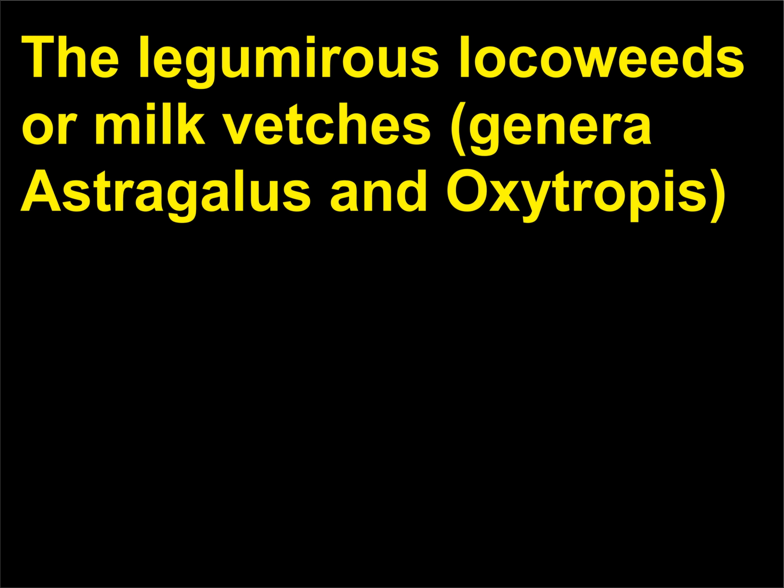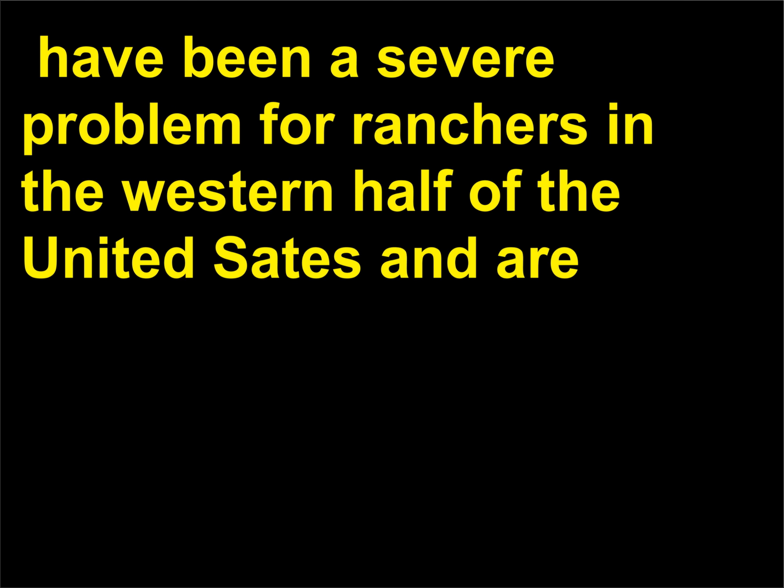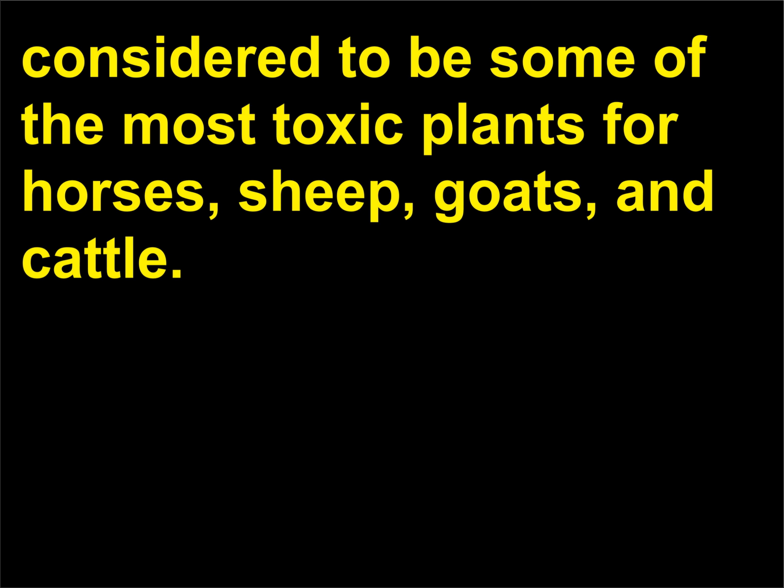The leguminous loco weeds or milk vetches, genera Astragalus and Oxytropis, have been a severe problem for ranchers in the western half of the United States and are considered to be some of the most toxic plants for horses, sheep, goats, and cattle.